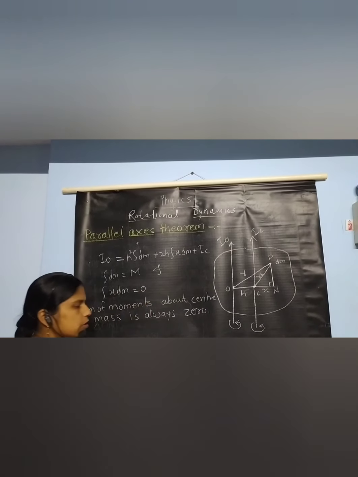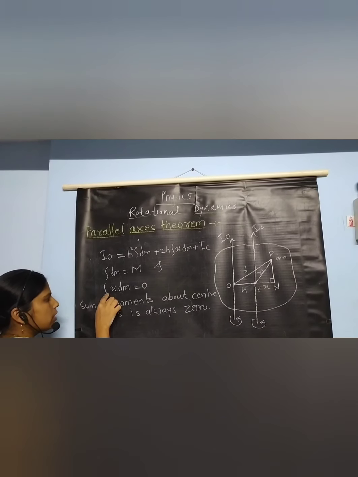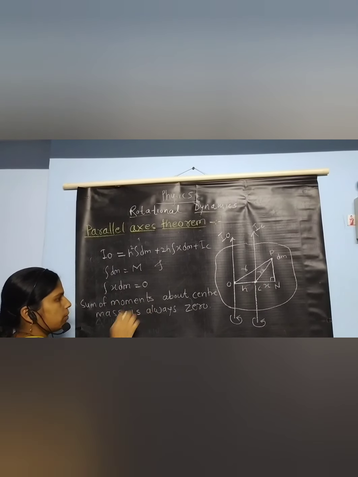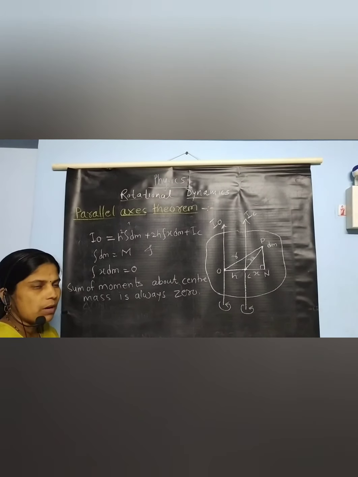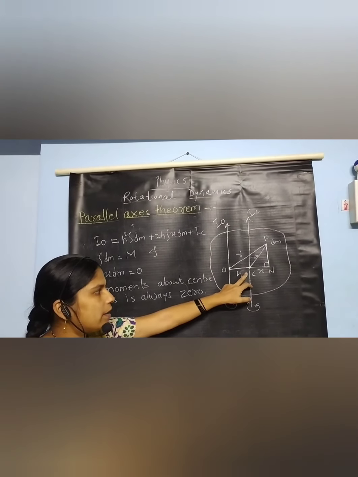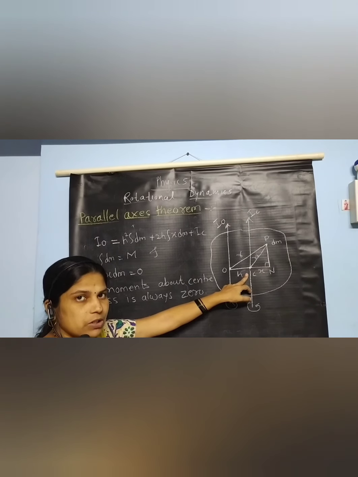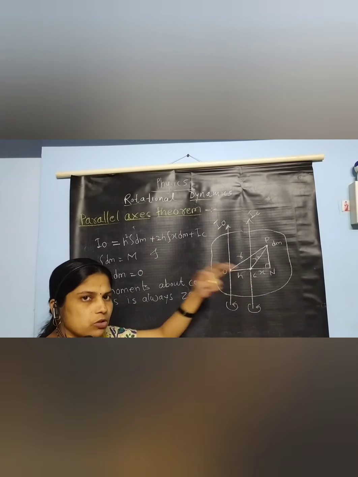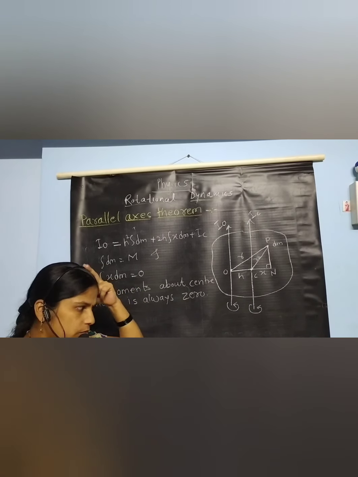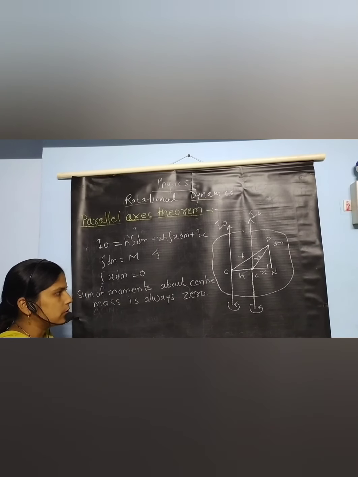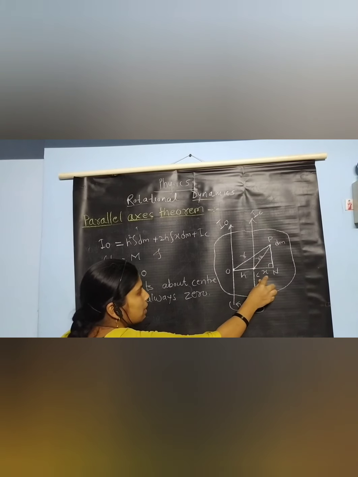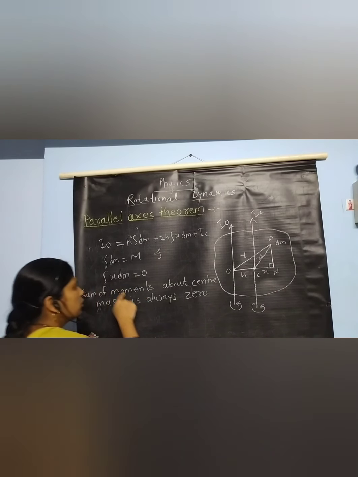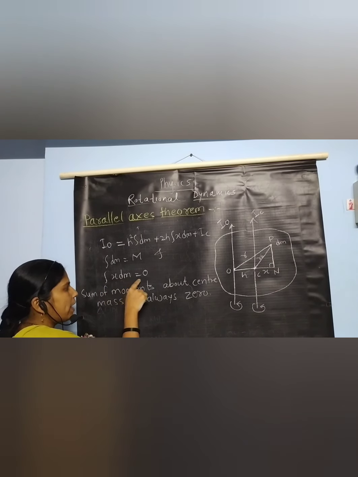Therefore, we are getting the integration of x dm. Here x is the distance and dm is the mass, measured from the axis of rotation which is passing through the center of mass. For the axis of rotation passing through the center of mass, x is the distance. Therefore, we are getting the integration of x dm.